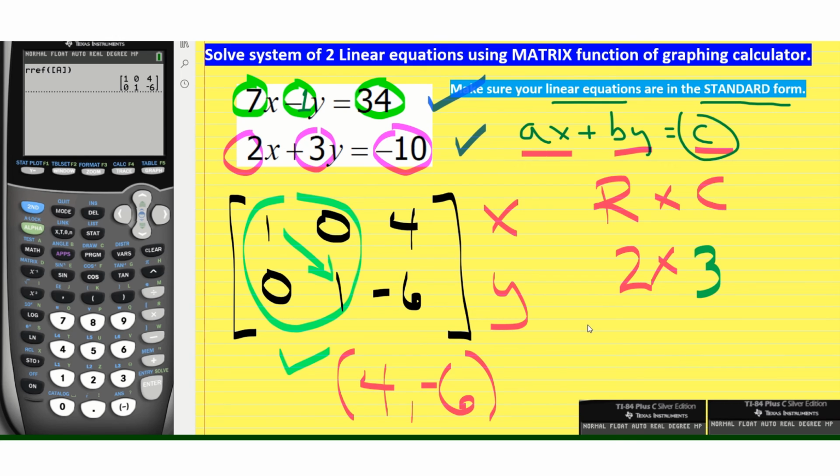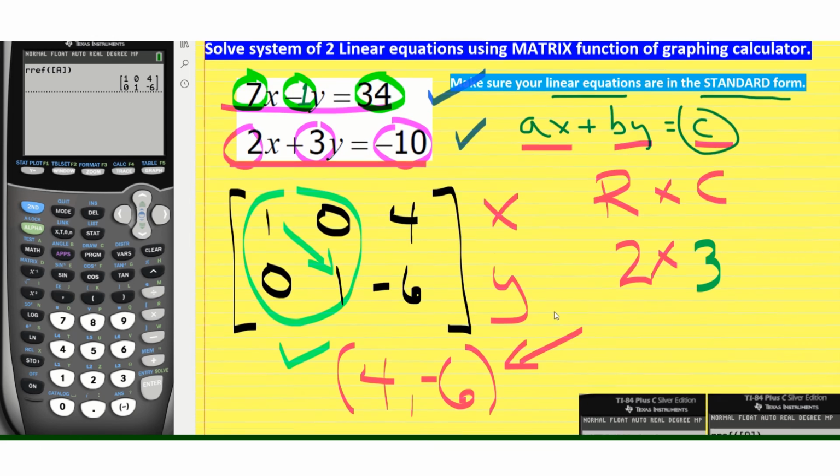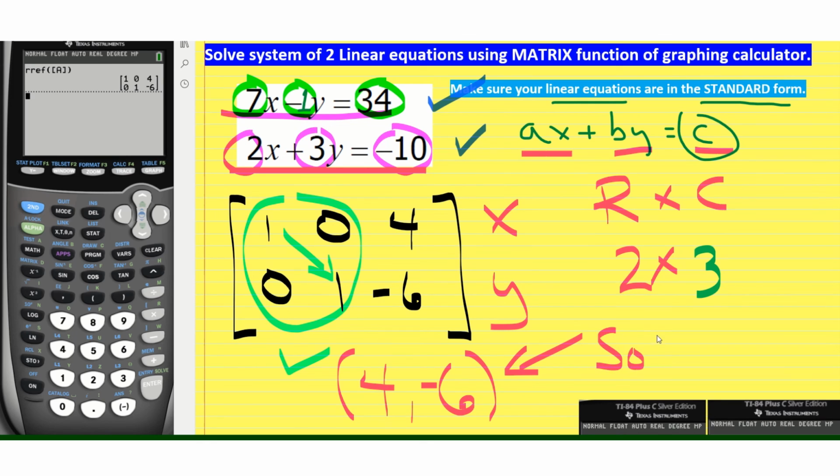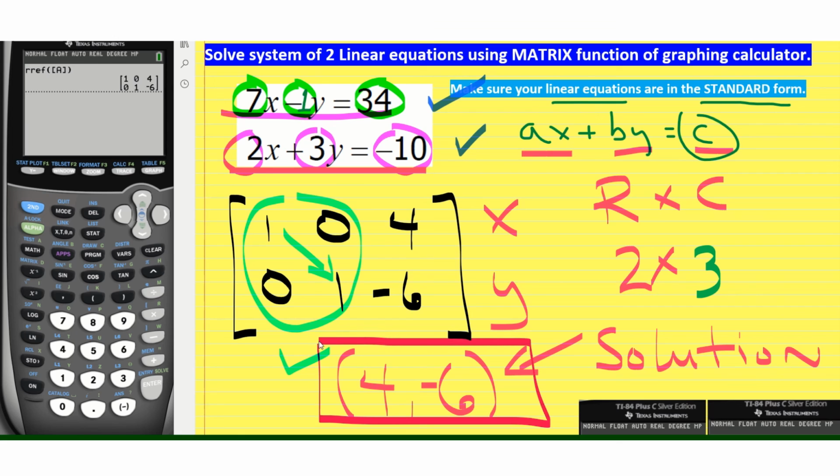Now, if you were to graph both of these two lines on a graph, you would see that they intersect at this point. And that is why this is the solution for our two linear equations. This is where they intersect. This is their solution. So hopefully that helps you go through the process, and helps you understand a little bit more about how to utilize matrices to solve a system of linear equations.